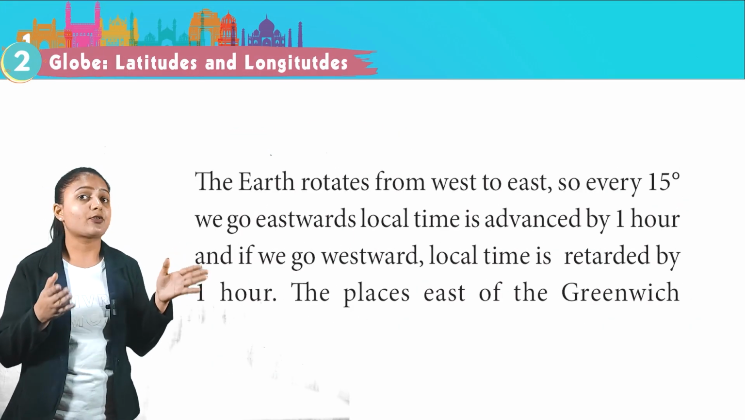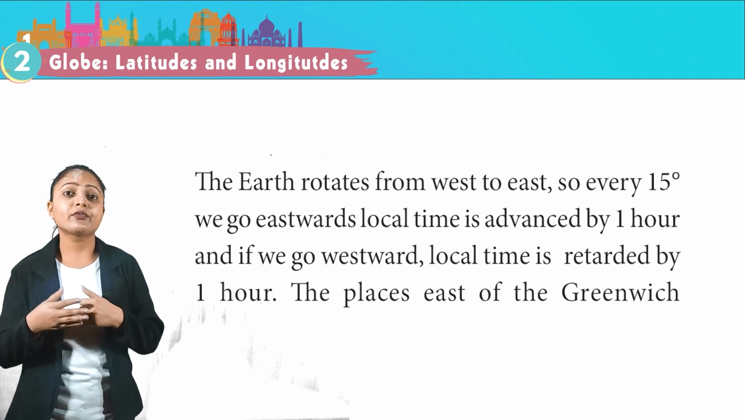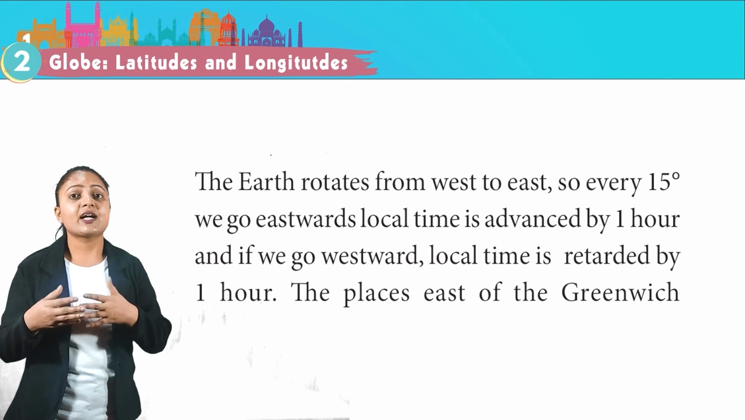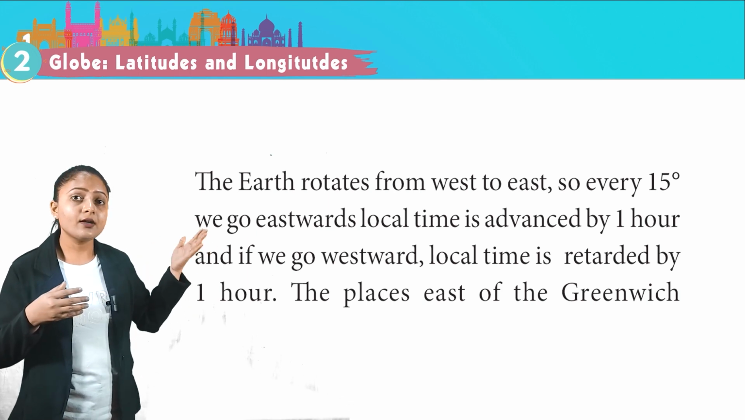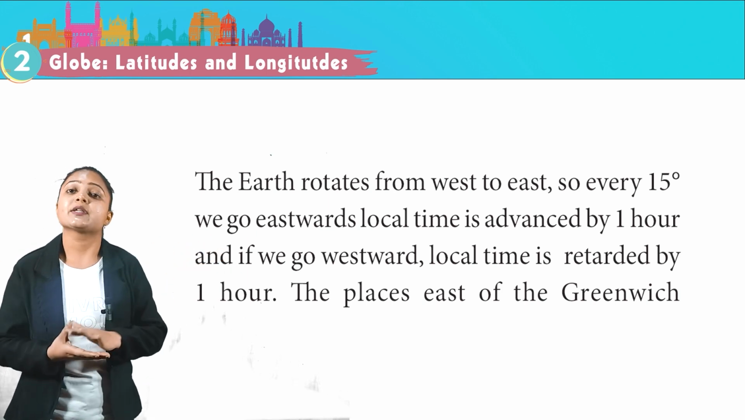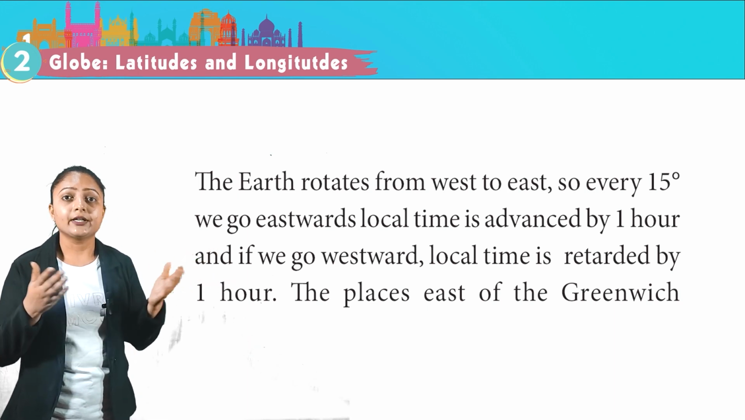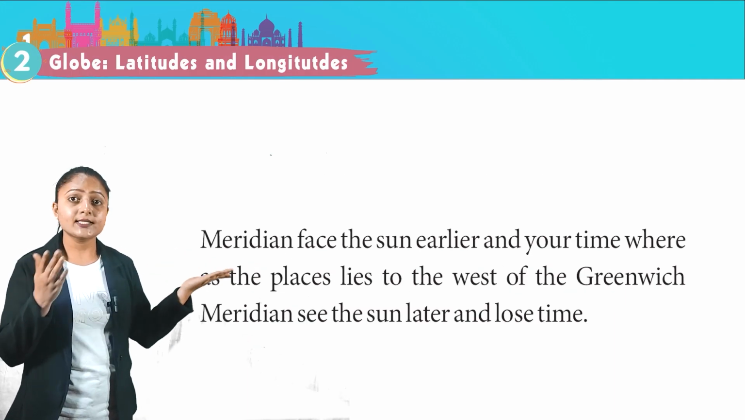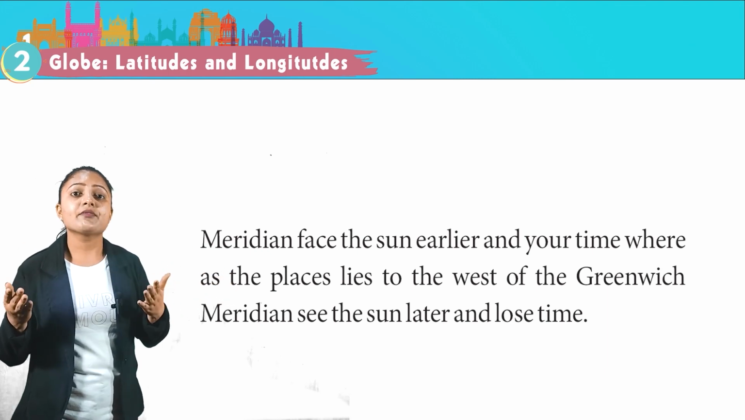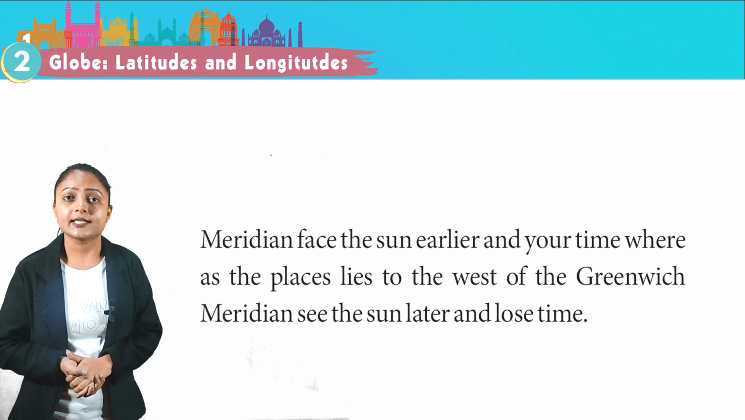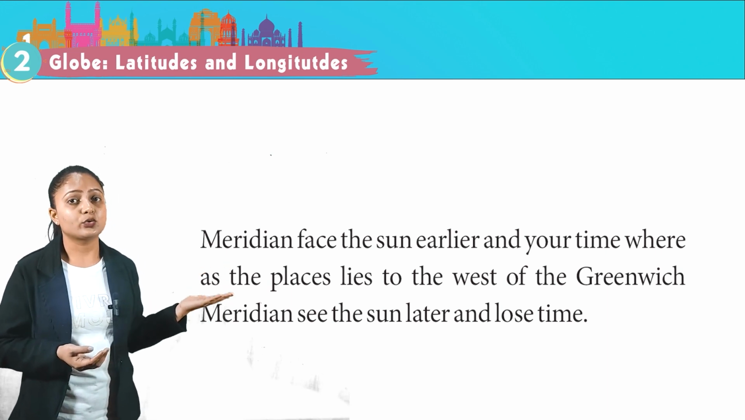The Earth rotates from west to east, so every 15 degrees we go eastwards, local time is advanced by 1 hour. And if we go westwards, local time is retarded by 1 hour. The places east of the Greenwich meridian face the sun earlier and gain time, whereas the places to the west of the Greenwich meridian see the sun later and lose time.